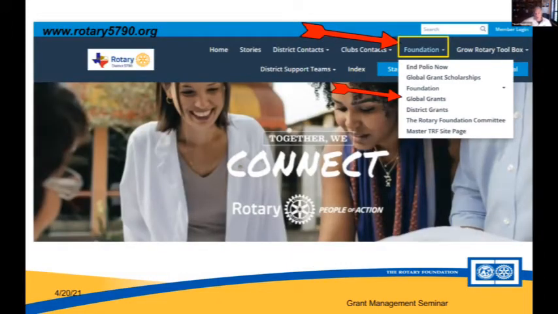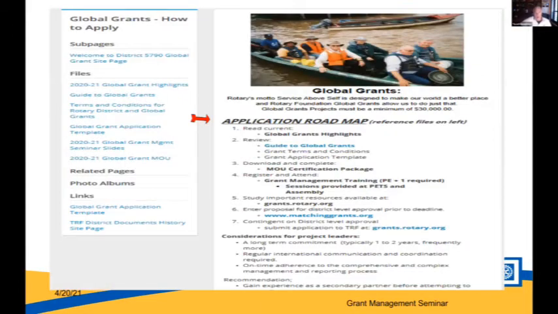If you want to look at some of this information or learn more about global grants, you can go to the district website, under Foundation, click on Global Grants, and this will come up. It's a variety of information, including this presentation, which will be on there soon after this meeting. But there's lots of other information, shortcuts, the roadmap, which you're looking at right here. You can get the MOU form here. You can get any of the things you need to get qualified and eligible for a global grant. Very helpful resource.